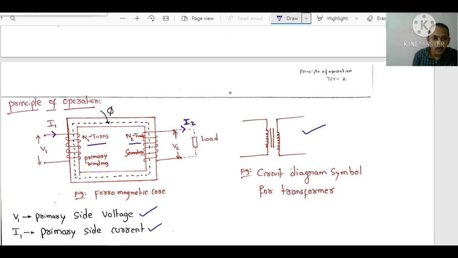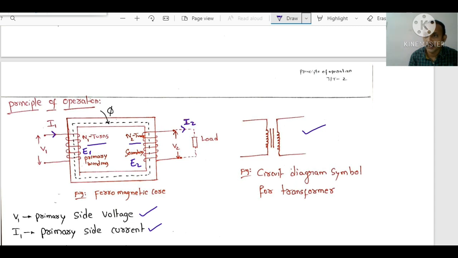Because of this applied voltage V1, a voltage E1 is induced. Because of this induced E1, some voltage will be induced in the secondary, E2. If there are no losses, this E2 will be equal to V2. Whatever voltage is induced here will be available across the load, conditionally, if there are no losses.